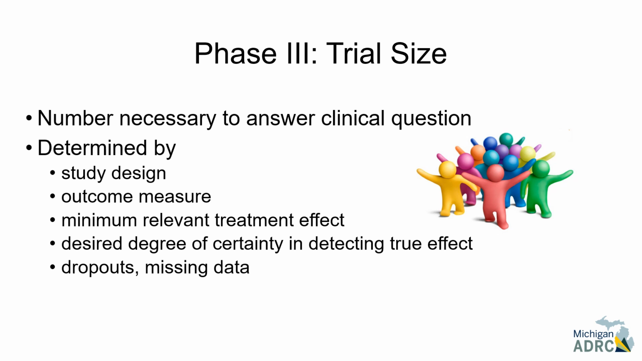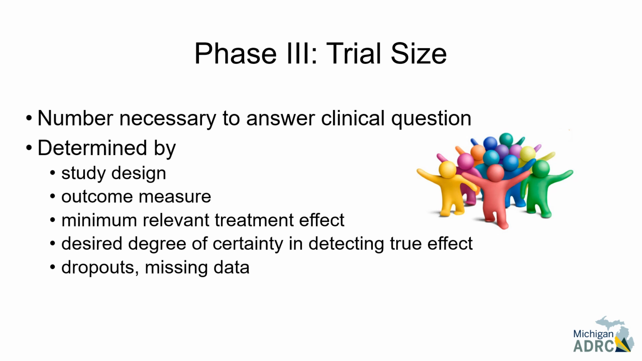What is the minimum relevant treatment effect, and is our drug likely to exceed that in a substantial way? If the treatment effect is likely small and the outcome measure is noisy, a much larger number of participants will be needed. And how certain do we want to be in being able to detect a true effect of the drug versus something that might have happened by random chance? So what's our tolerance for error?